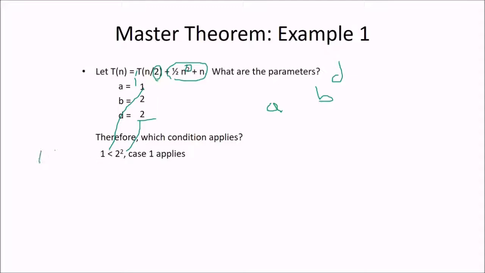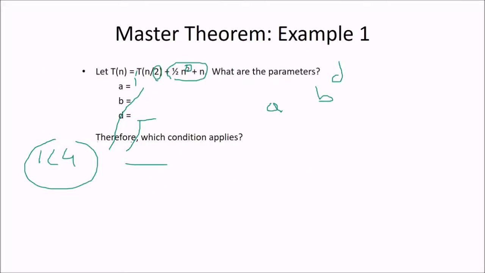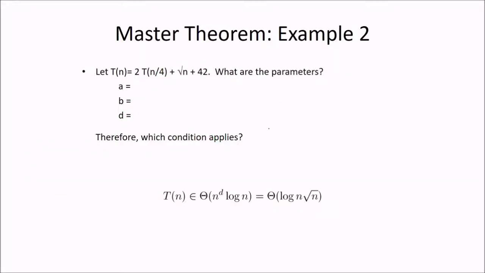So it is actually 1, which is less than 4. So case 1 will apply. And we know in case 1, what would be the answer? Case 1 gives n to the power d. Simply we'll write this. This will simply be order of n to the power d, and we know d is 2. We replace d as 2: order of n square. Quite simple. Let us take the second case.